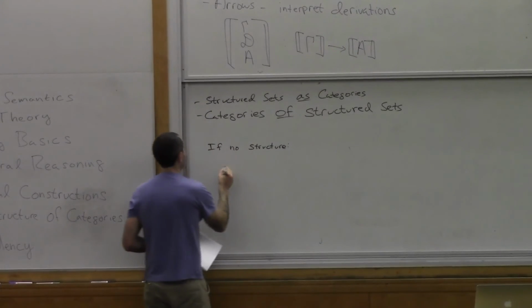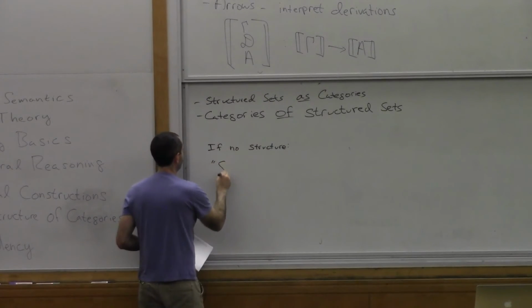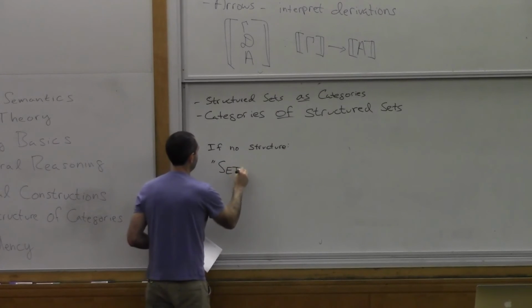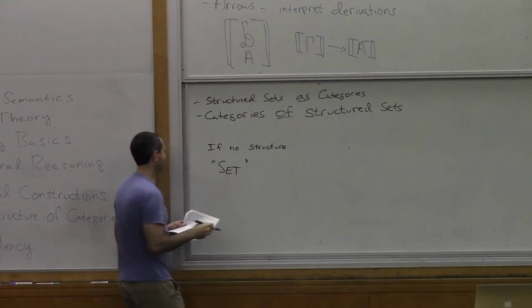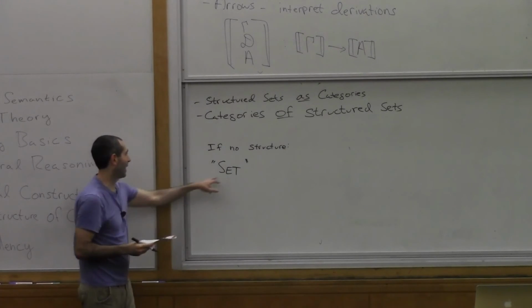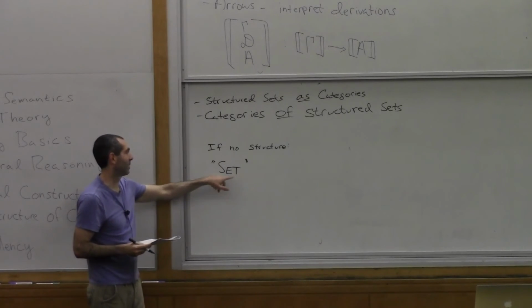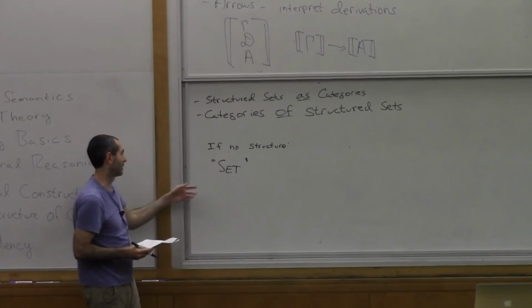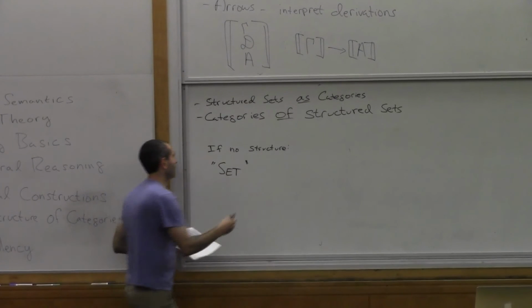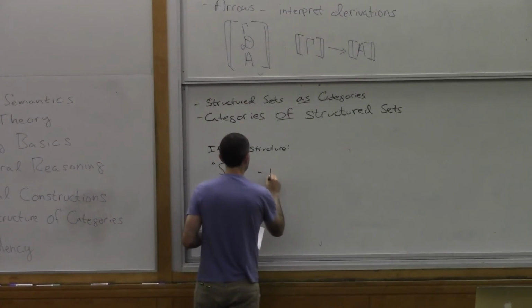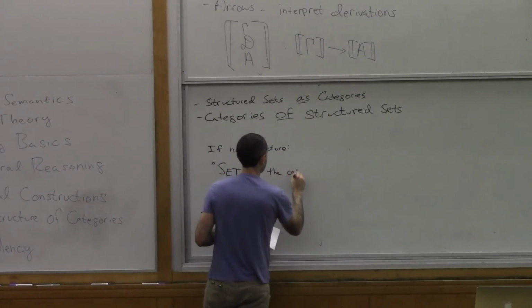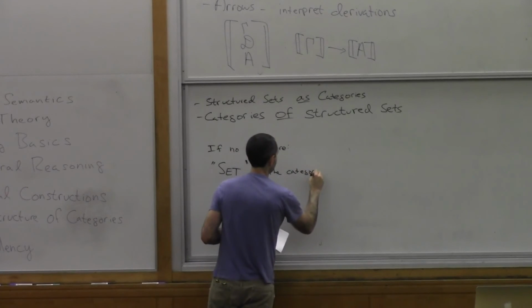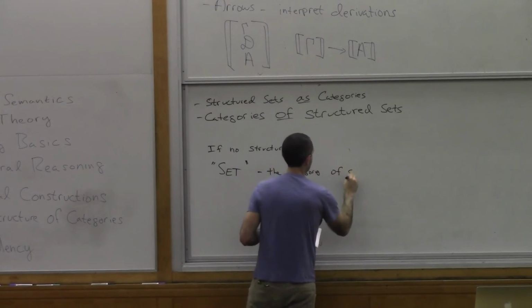So if there's no structure at all, then we just get the category of sets. And we'll adopt this convention, we'll use this small caps thing. If I'm naming a category as a proper noun here, this is the category of sets and functions.